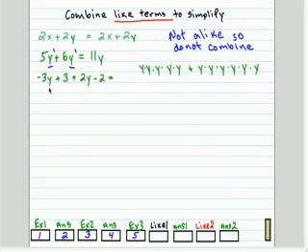So how about negative 3y plus 3 plus 2y minus 2? And here we have to find out what's alike. So think about our definition of like. They have to have the same variable, the same exponent. And in this case, our constants are alike, because really they just don't have a variable.